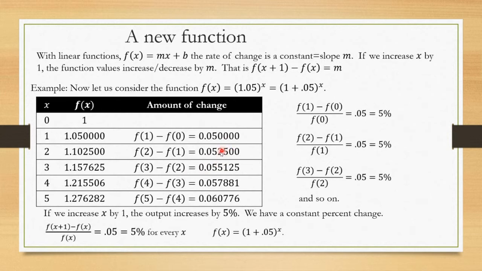In other words, this function is not linear, is what I'm trying to say. If you increase your input, your x, by 1, the change in output is not always going to be the same. With linear functions, it is. That's what the slope is. Here, that's not happening, right? The change in output is getting bigger.